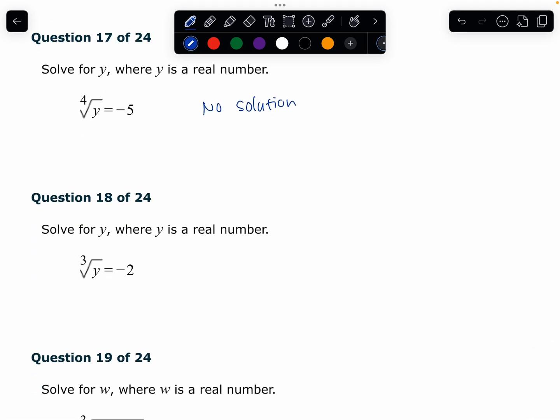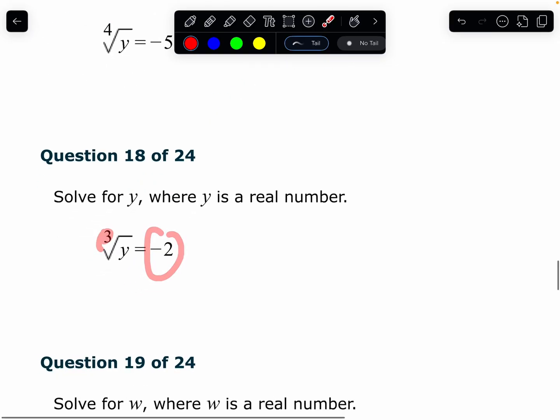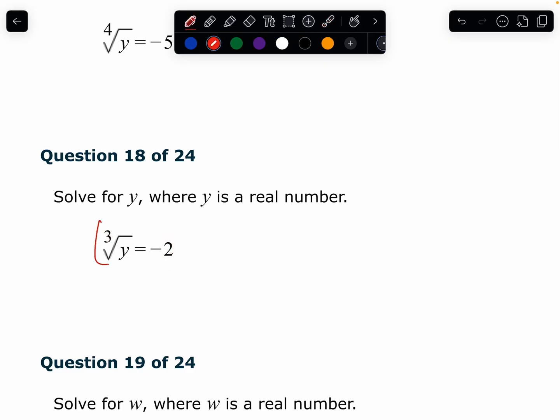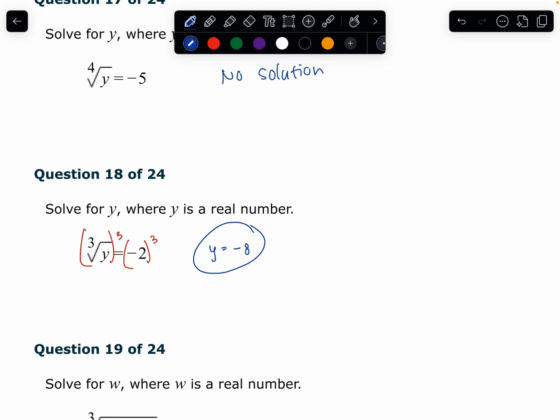For 18, now for 18, that's different. We have a cube root on the left side and a negative number on the right side. That is okay. If it's an odd root with a negative, that's fine. So in this case, though, I'm going to cube both sides. So we're going to cube it on the left side, that's going to become y. On the right side, that's going to become negative 8. And that is just fine right there.